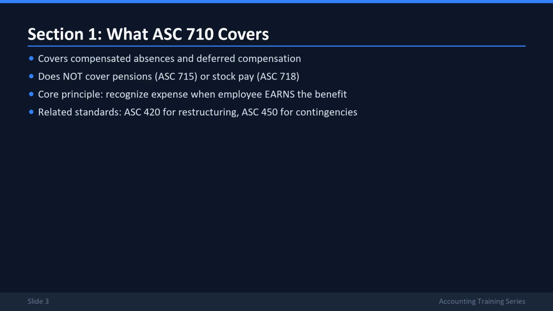In Section 1, we established what ASC 710 covers. It addresses 2 primary areas: compensated absences, including vacation and sick leave, and deferred compensation arrangements. It does not apply to pensions, which are governed by ASC 715, or to stock-based compensation under ASC 718. The core principle is the matching principle. Recognize compensation expense in the period the employee earns the benefit, not when the employer pays it.